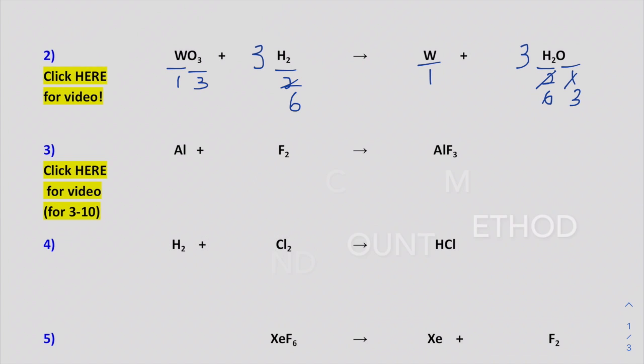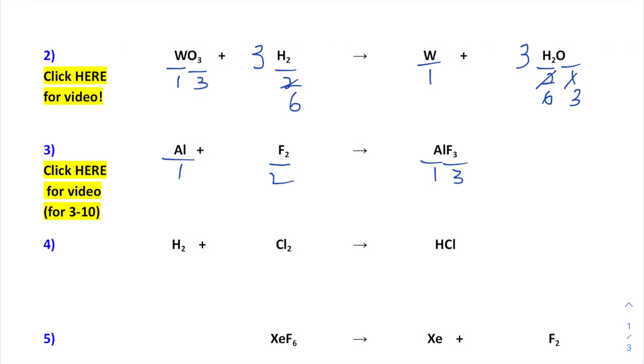This video will show you equations 3 through 10, the underline and count method. Pause as much as you need to. So on the left side here in number 3, I see 1 Al. Look at this F. How many are there? 2. And then here I see, again, the Al with no subscript, so 1. And then here the F with 3.